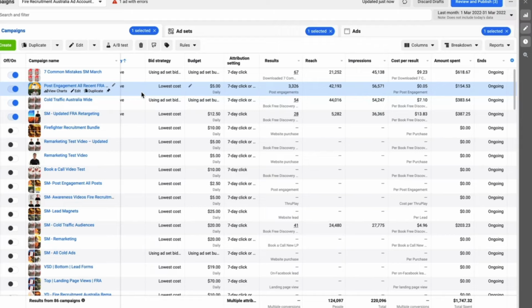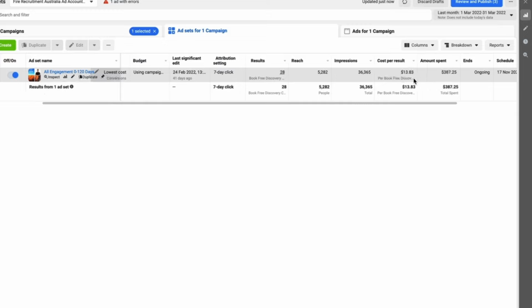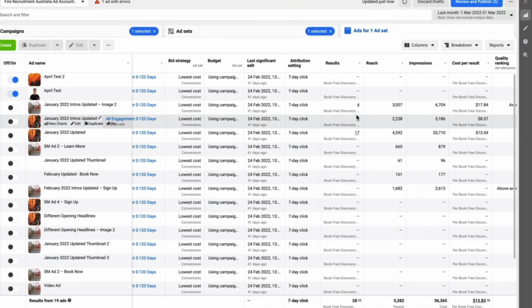And coming back to the FRA retargeting, there was 28 people from all of the interest, people that have visited the website, people who have liked a post, left a comment, engaged with the business in some way, who we have been targeting, who booked a discovery call. And at $13.83 each and a conversion rate of about 1 in 6, the margin that is made on each sale is reasonably good, particularly for retargeting.